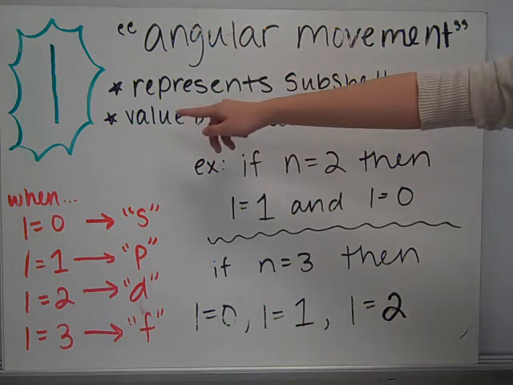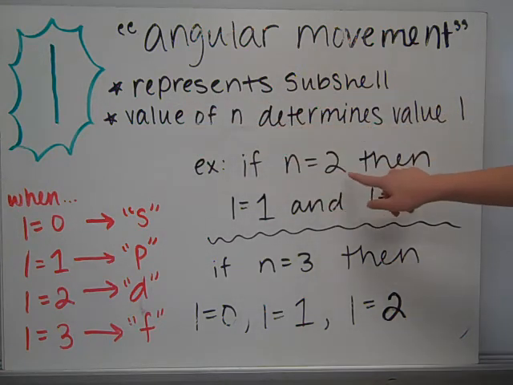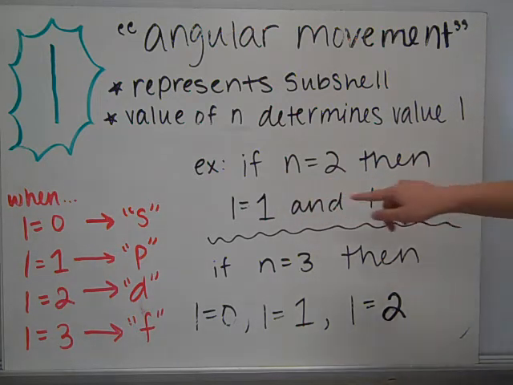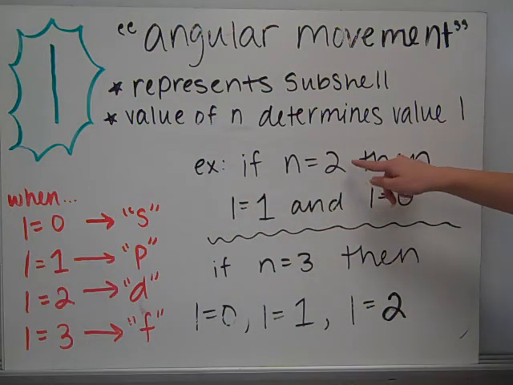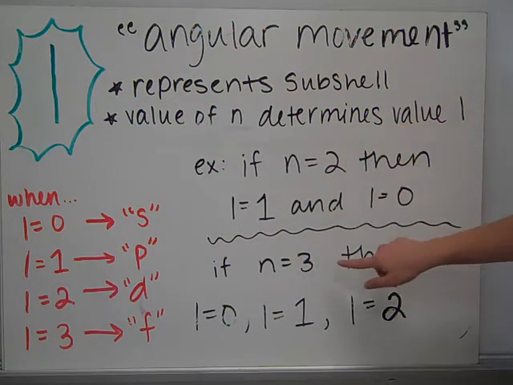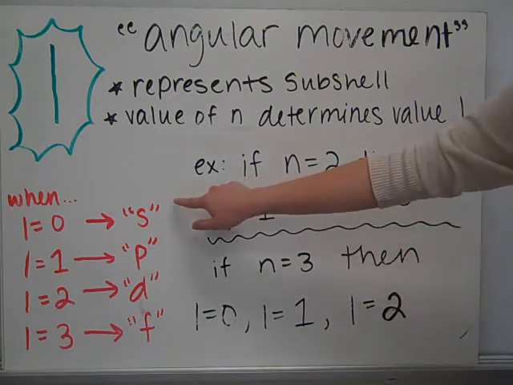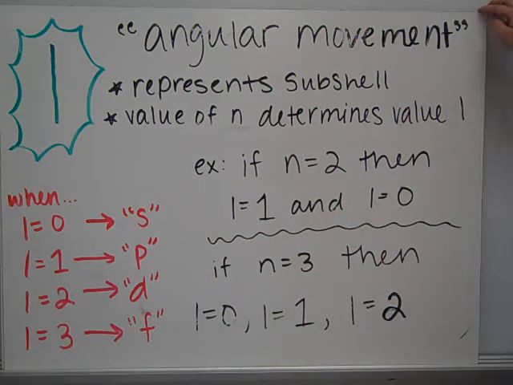So to determine the value of L, you must base it off of the value of n. If n equals 2, then L can equal 1 or 0 because the S and P subshells are the only subshells that have an energy level of 2. If n equals 3, then L can only equal 0, 1, or 2 because the S, P, and D subshells are the only subshells with a third energy level.